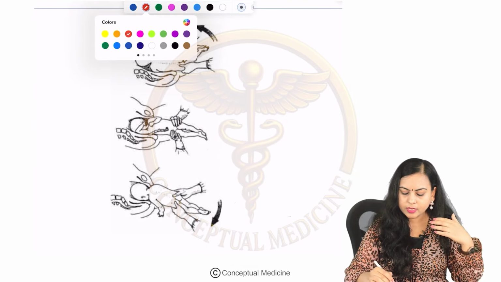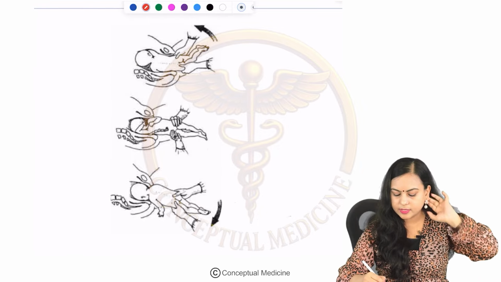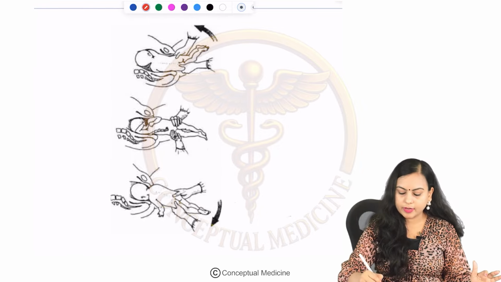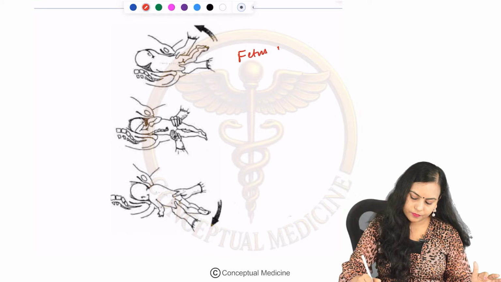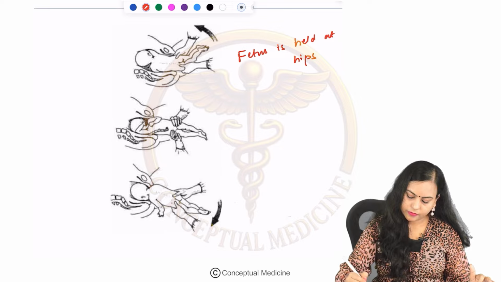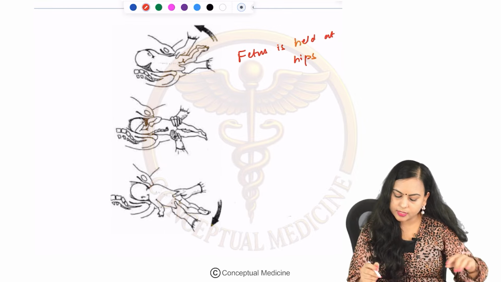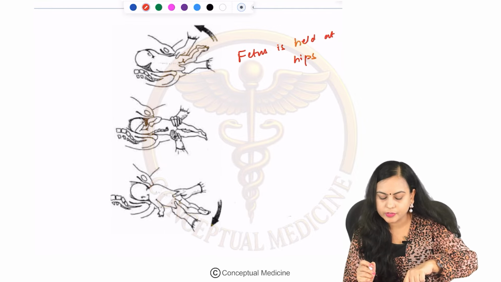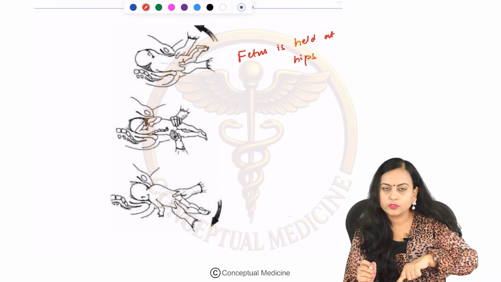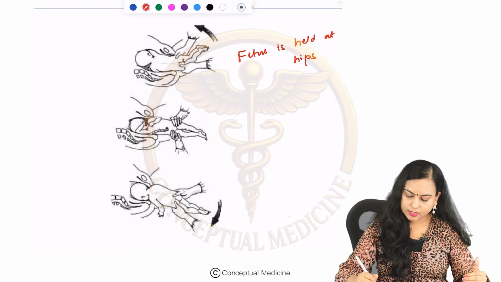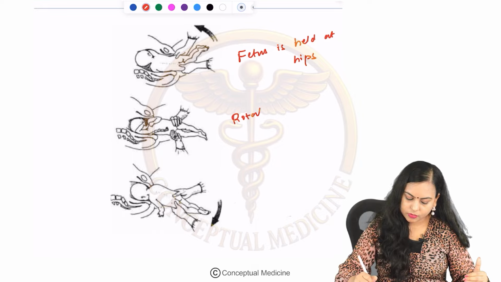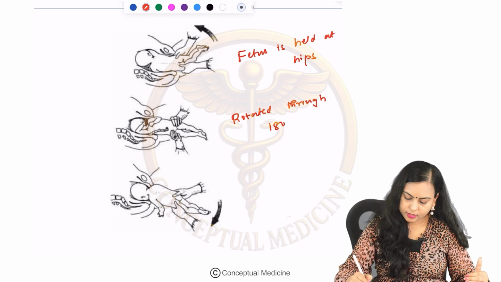So, what they are doing here, the fetus is being held by the hip, right? So, the fetus is held at the hips and finally they are attempting, see this side, only the back of the fetus you are able to see. So, this side we are able to see the front side of the fetus. So, that means it is rotated. Okay, so it is rotated through 180 degrees.